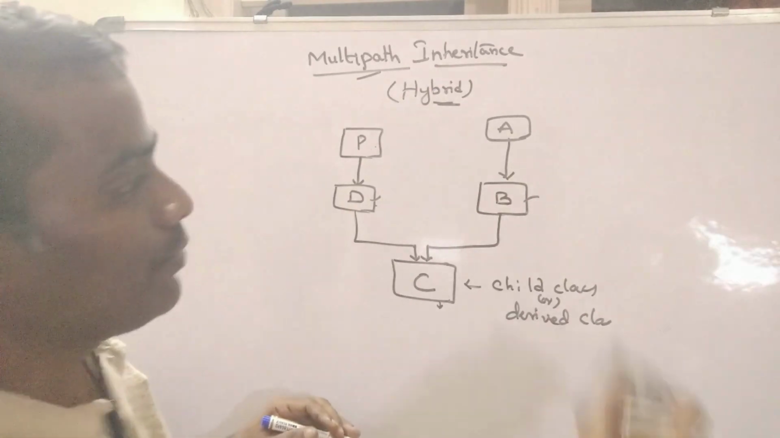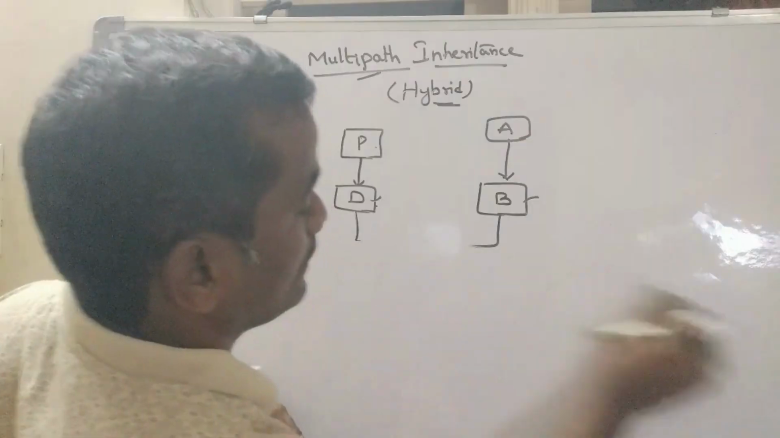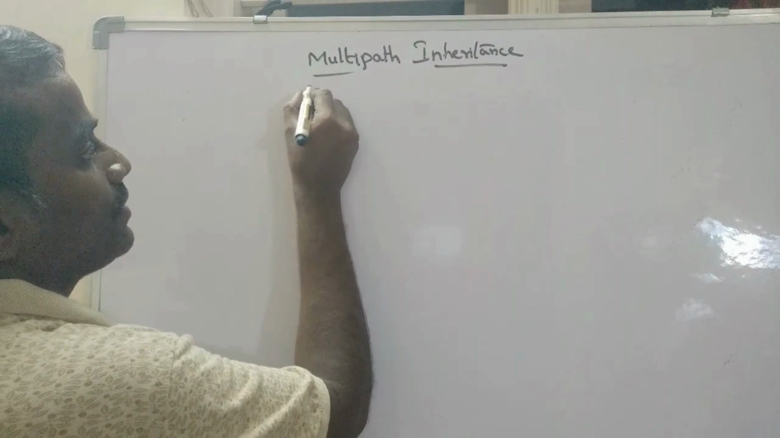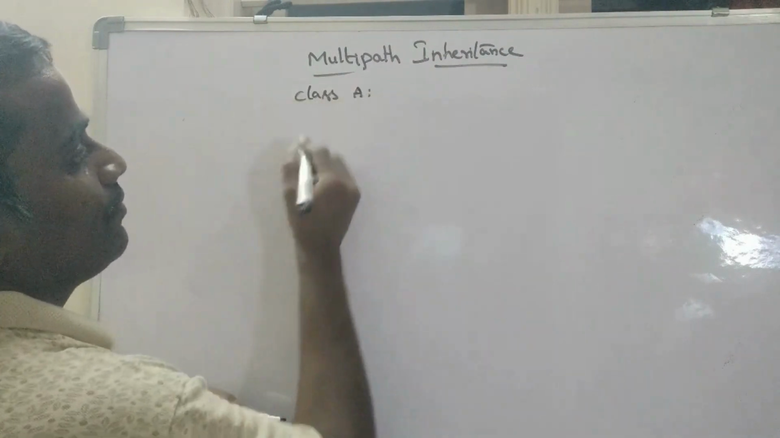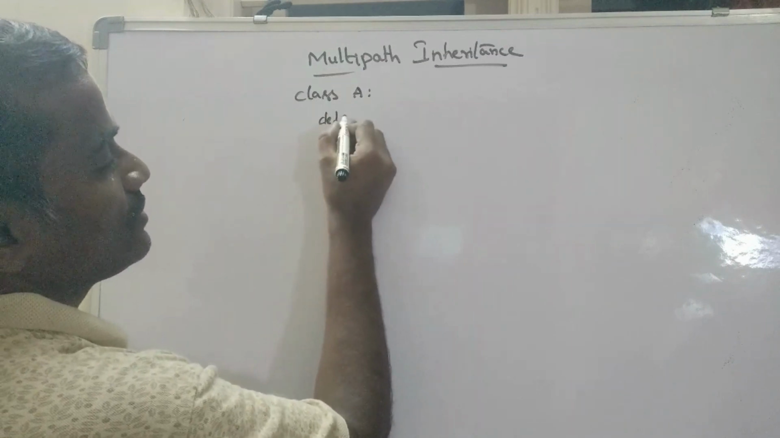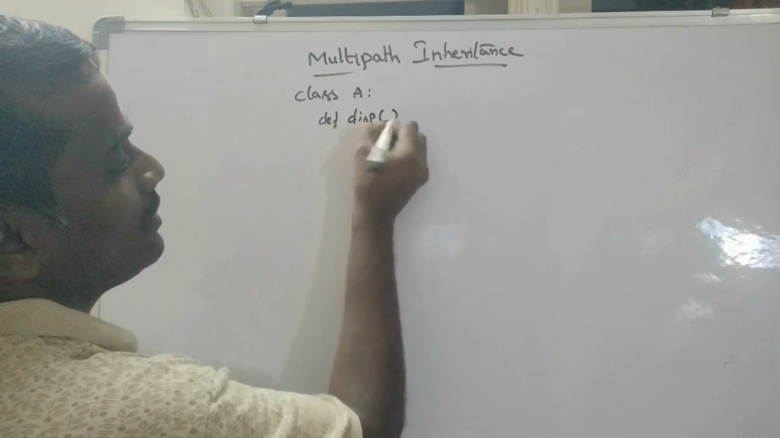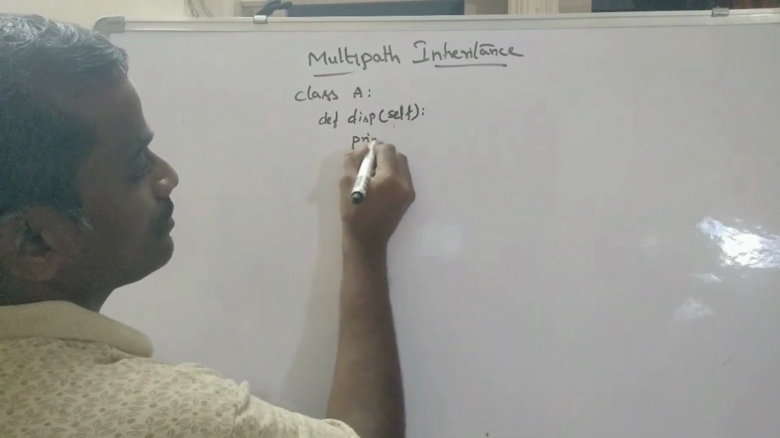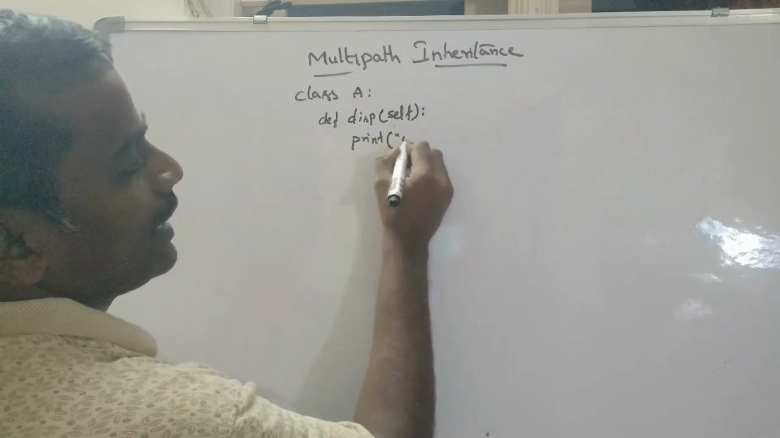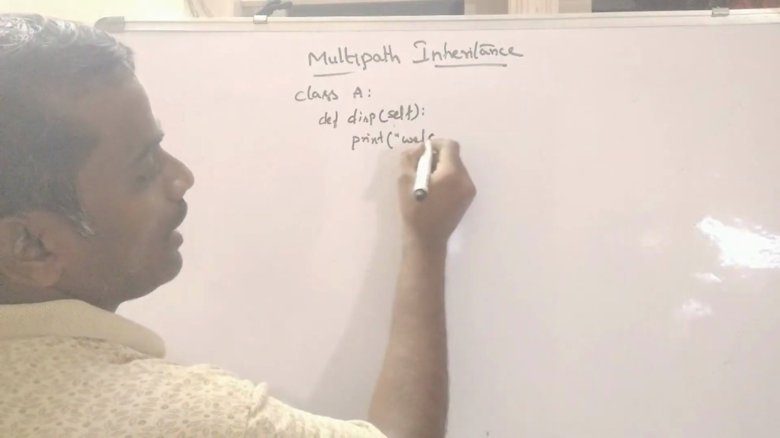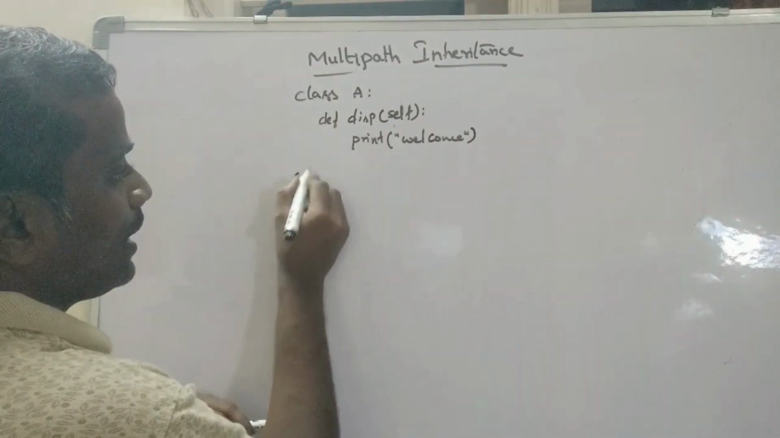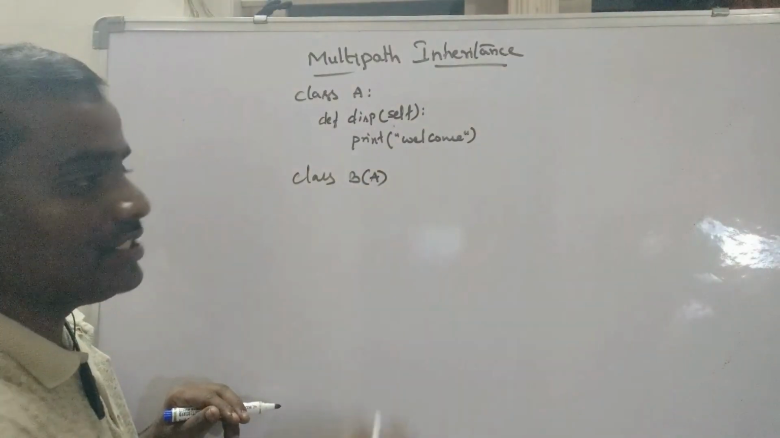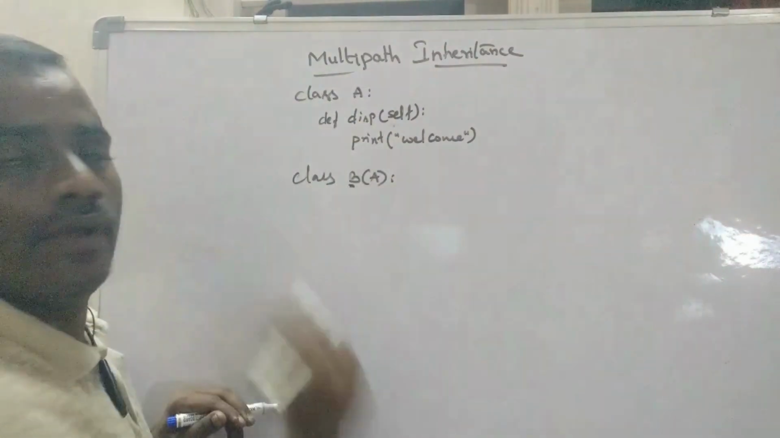Clear? Next we can see the example for multipath inheritance. Simply I have to explain. Suppose class A, with some value, and I define a function display, using self, and write some statements. Print, directly I write some program, suppose a welcome message. Suppose I create one more class, B. Now B is derived from A. Now B is a subclass of A.